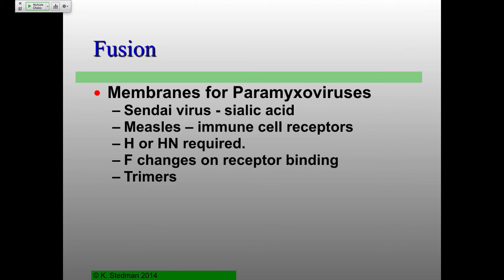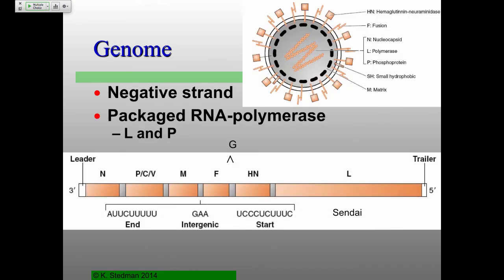So once you've had receptor binding and fusion take place, again, almost always at the plasma membrane, what do you get? So this is the genome. This is the Sendai virus genome. The measles virus genome is extremely similar to this. So remember, again, it's a negative strand. So the 3' end is the beginning of your genome, and the 5' end is the end of your genome.